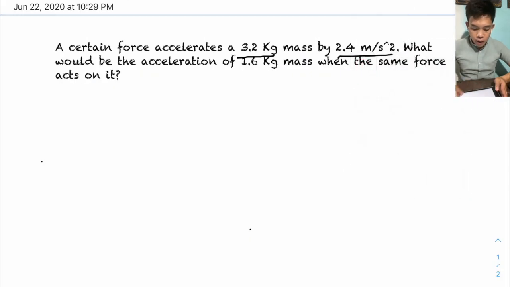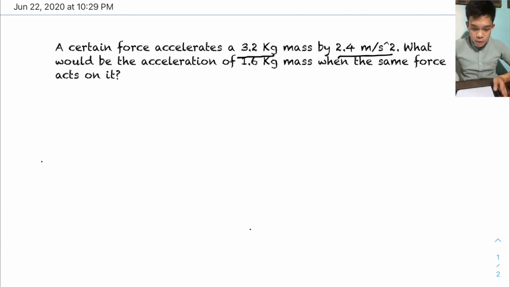Hi, welcome to our video tutorial regarding the application of the second law of motion, which is the law of acceleration. At this moment, we are given the application of a mathematical concept, which is problem solving. Let me read our problem.